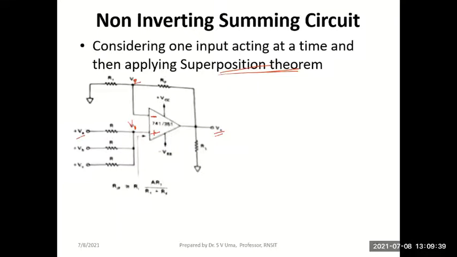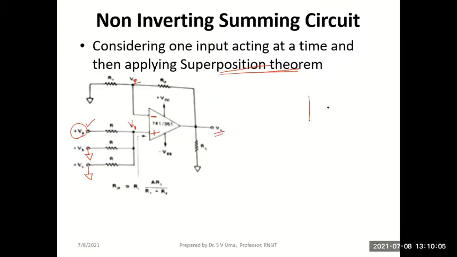How would you use superposition theorem in this circuit? You have to consider only one active input at a time and consider the other input signals to be 0. So let's do that quickly. Let's consider VA to be active and these two to be grounded in the first case. So what will happen to the equivalent circuit?